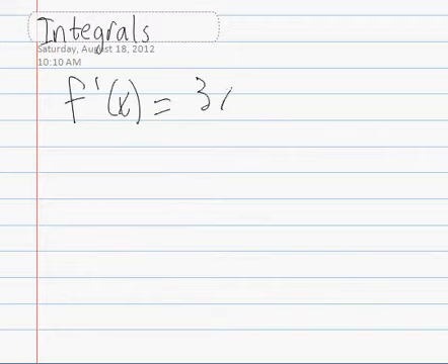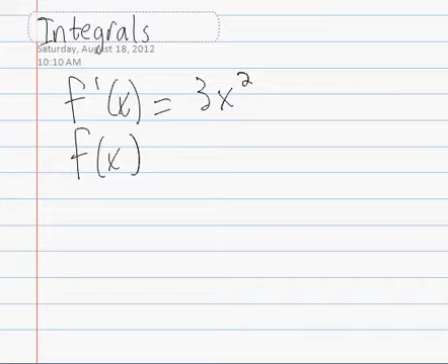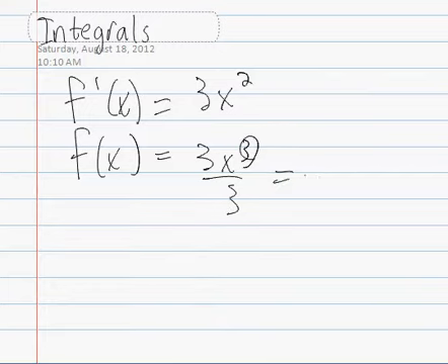You learned about antiderivatives. For example, if f prime of x equals 3x squared, then f of x is going to be 3x cubed over 3, because this is going to go up a power, and that number's going to go on the bottom. We get x cubed, which is good.